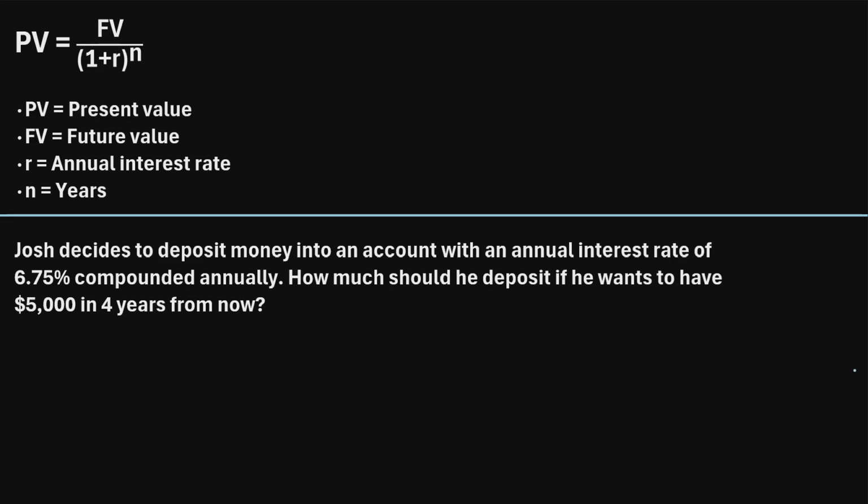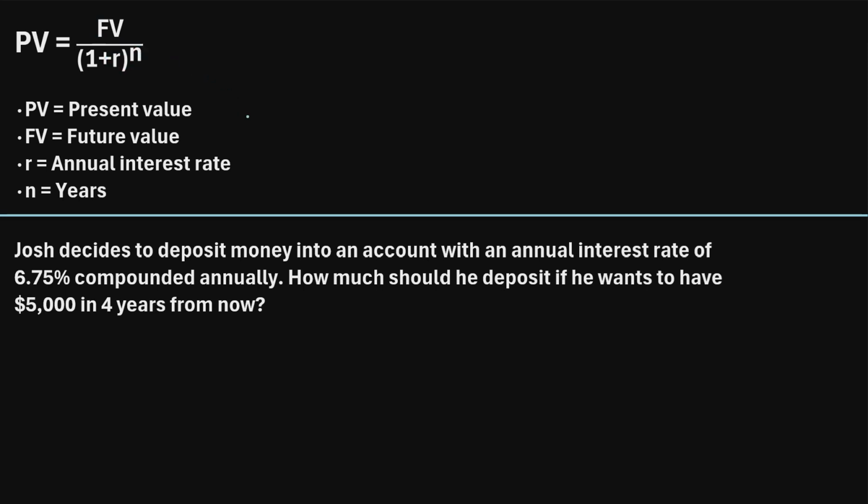In this video, I will explain how to calculate the present value of money. So here's the formula that we can use. We say that the present value is equal to the future value divided by 1 plus r to the power of n, where r is the annual interest rate and n is the number of years.